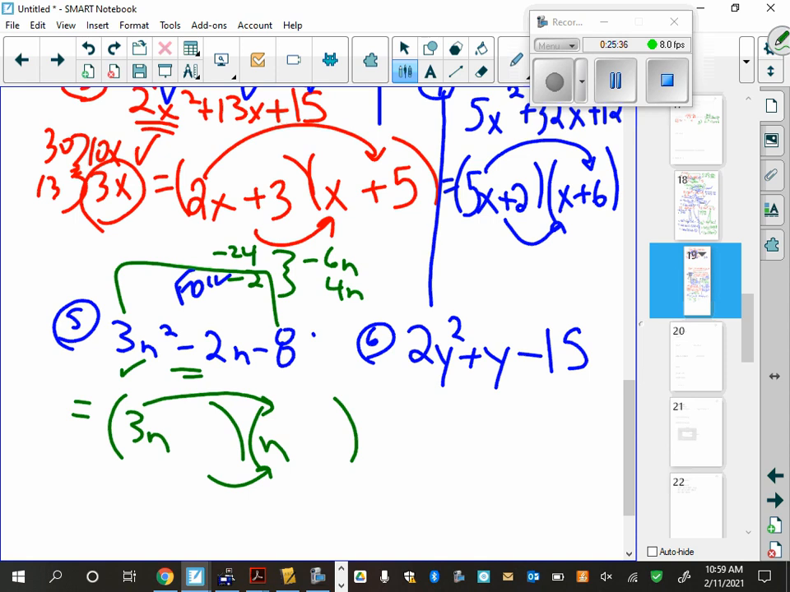And who has the answer for me? Yep. 3n minus 8. Say it properly. 3n subtract 8 times n plus 2 also. Okay, so I have my negatives. Not my negative 6. Okay, so if you check that using FOIL, it doesn't quite work. So fix it up before we get there. Thanks, Tess.